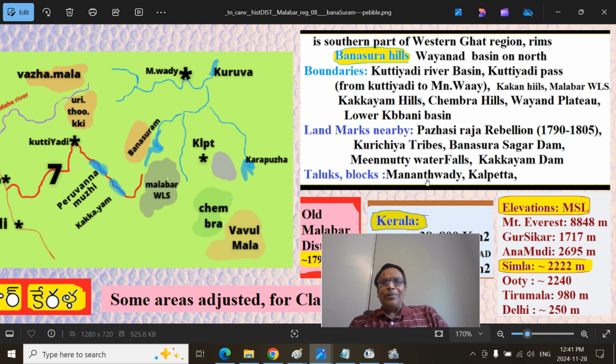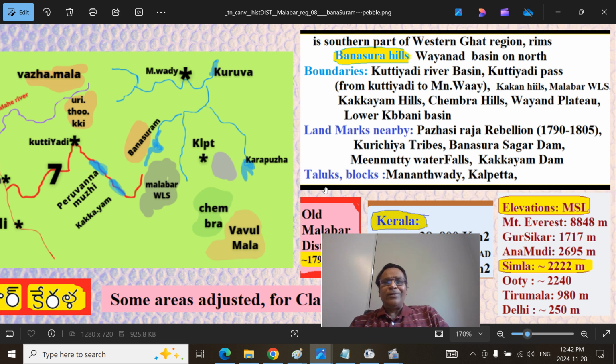Some of the prominent areas is the Pazhassi Raja rebellion, that is Rajarshi Kerala Varma, who passed away around 1805. He fought the longest war with the British conquistador, nearly 15 years, called Pazhassi Raja's rebellion against the British. That is the Kottayam War or Kottiyoor Wars. And Kurichiya tribes lived there at that time and they helped the Maharaja. And Banasura Sagar Reservoir Dam is there, and Meenmutti waterfalls and Kakkayam Dam area.